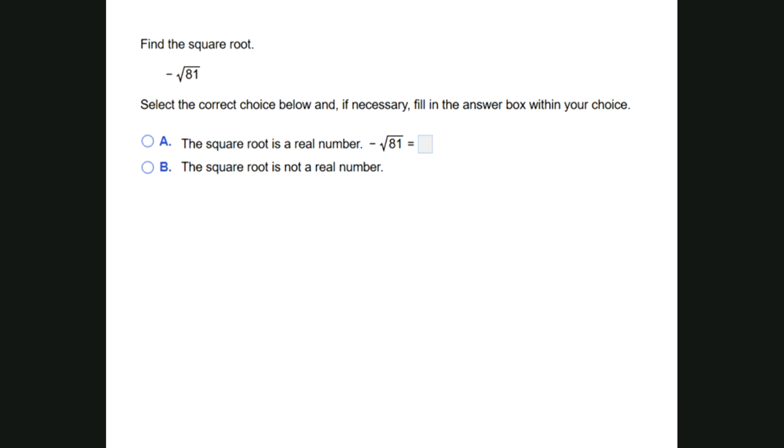For the next problem, we have a negative square root 81. Once again, we want to keep that negative sign. And we did this one earlier. The square root of 81 is 9. So the answer for this problem will be negative 9. These are typical problems on the My Math Lab homework, so make sure you take good notes and keep practicing.